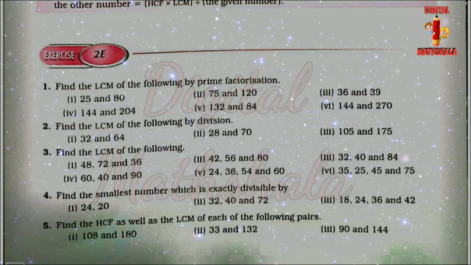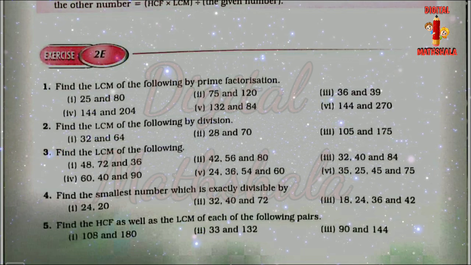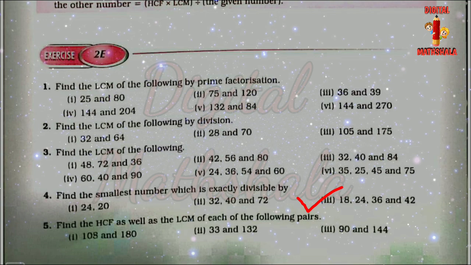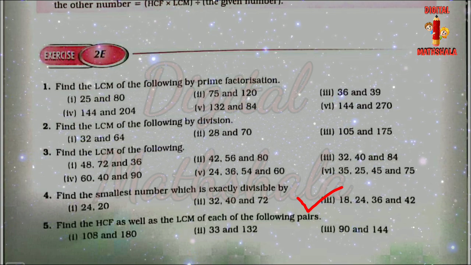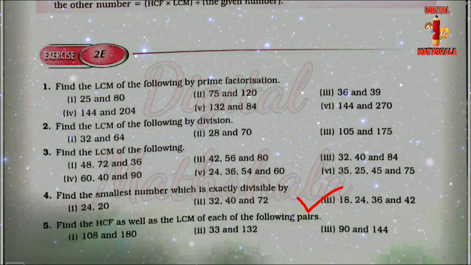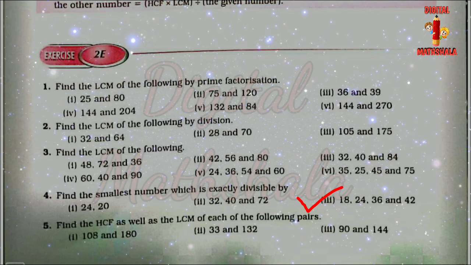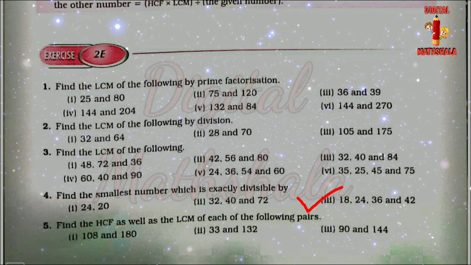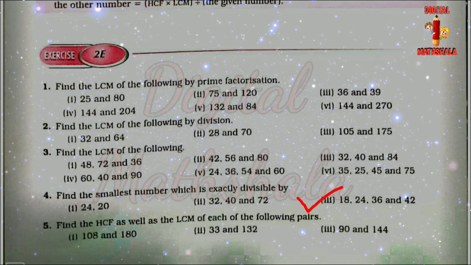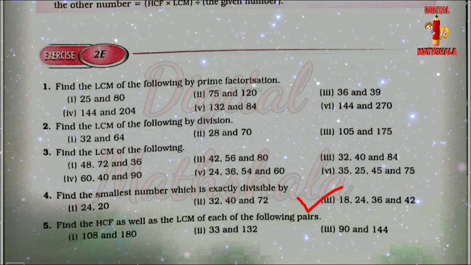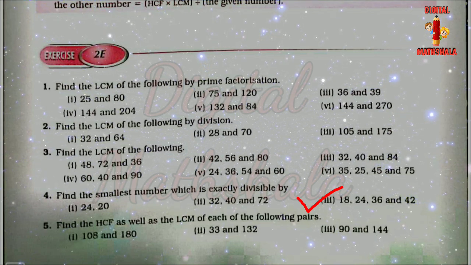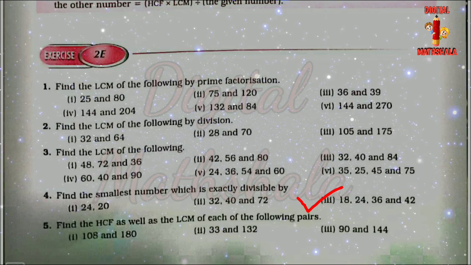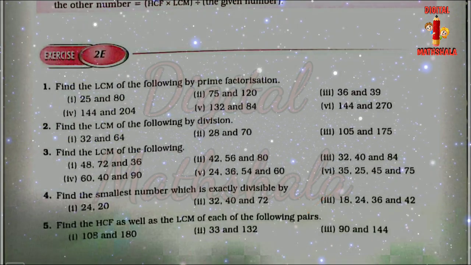So now we are moving to the next part of the same question number 4, third part. So here 4 numbers are given: 18, 24, 36, 42, and we have to find out the LCM because he is asking the smallest number by which these 4 numbers are exactly divisible. So we will try to find out the LCM of these 4 numbers.